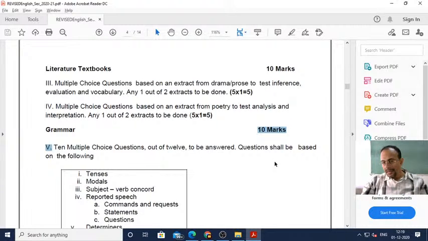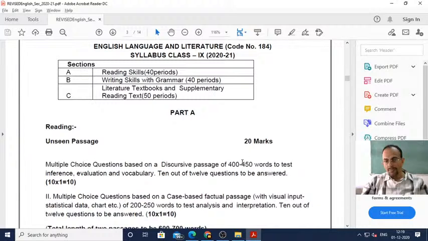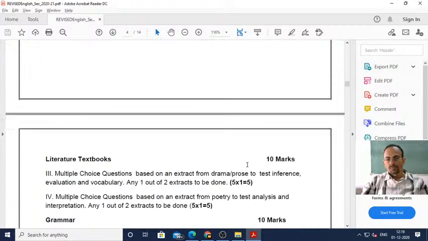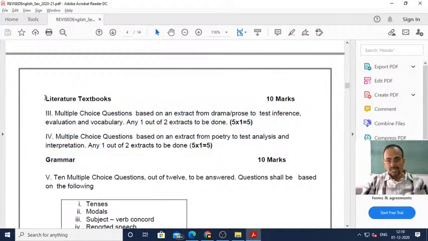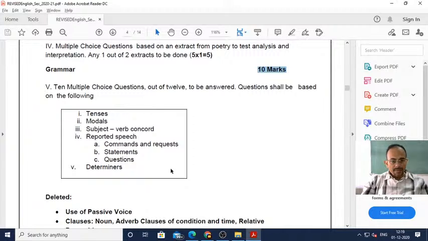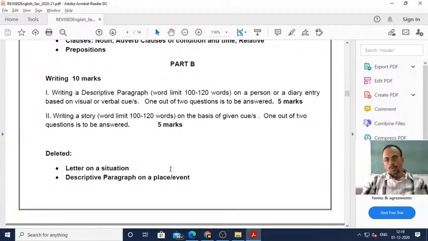Okay, in English you have 40 marks MCQ. See, 20, then 30, literature 10, grammar 10, and reading 20. So you shall have 40 MCQ type questions out of 80 in your English paper in the final examination. Okay. Then let us go to part B.